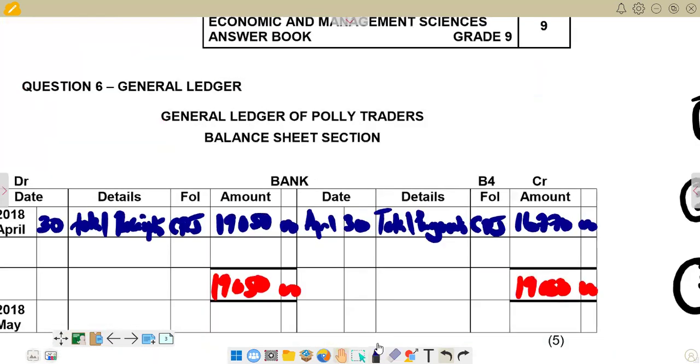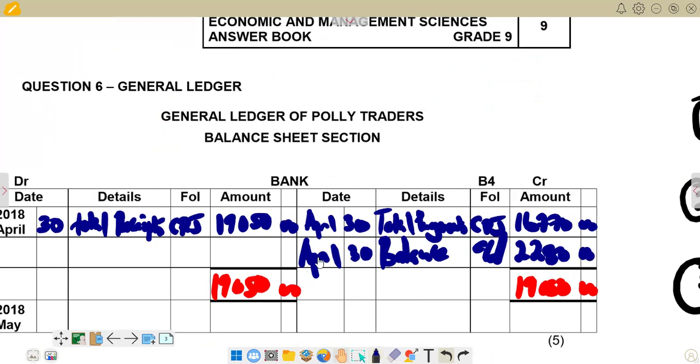So you come here, you say balance CD. Balance CD's date is always at the end of the period, which, our period is April. So it means the date is April 30th. That's the end of the period. Then the difference that we got there was 2,280. So here we've got 2,280.